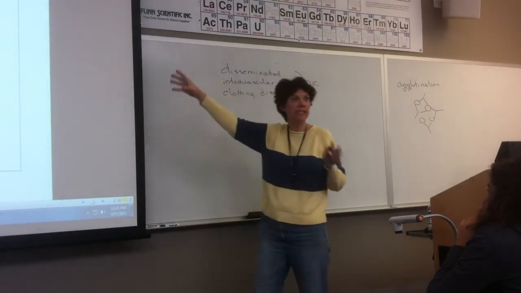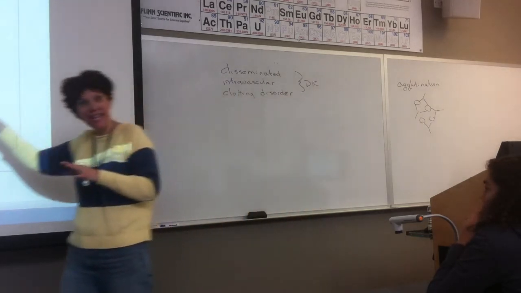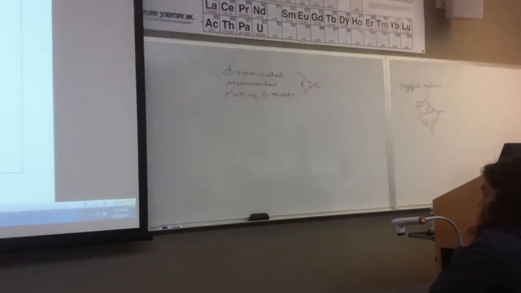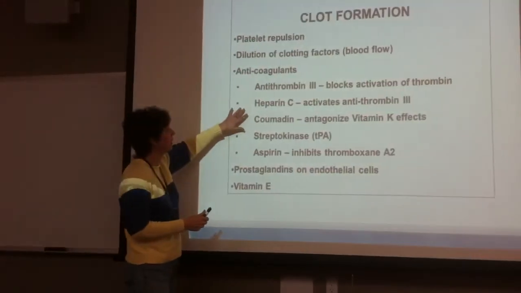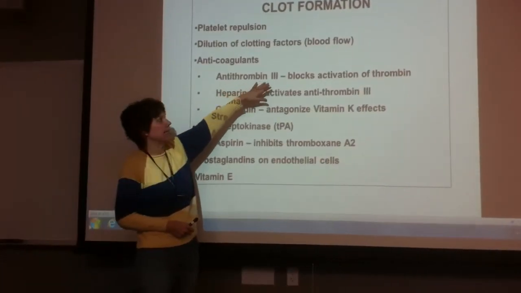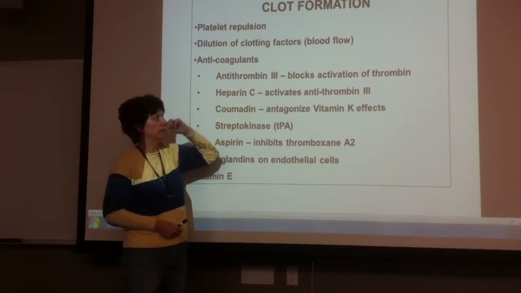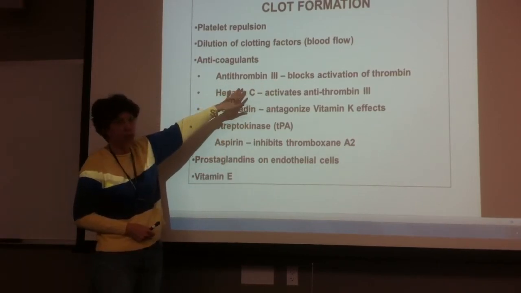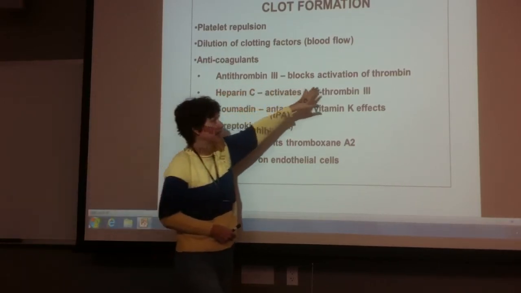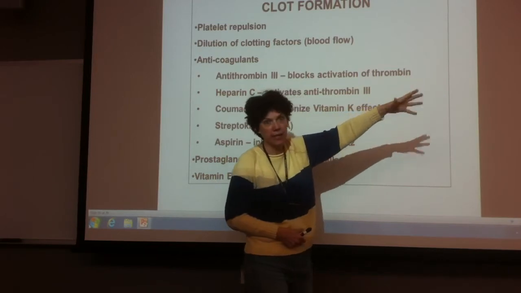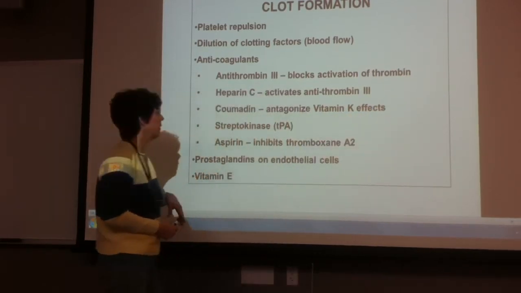So normally dilution of clotting factors is a good thing, all right, but it can become a problem when clotting needs to occur. Antithrombin-3 is a factor that is produced by the body. It blocks the activation of thrombin. It blocks the interaction between prothrombinase and thrombin.